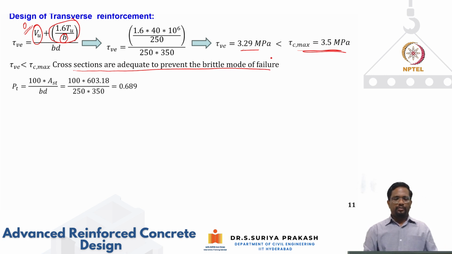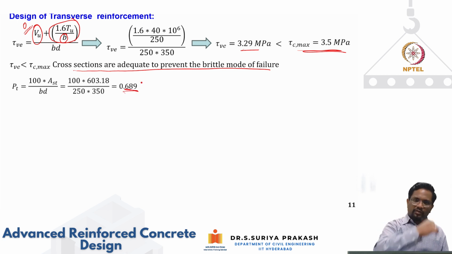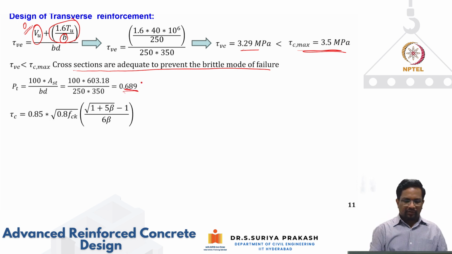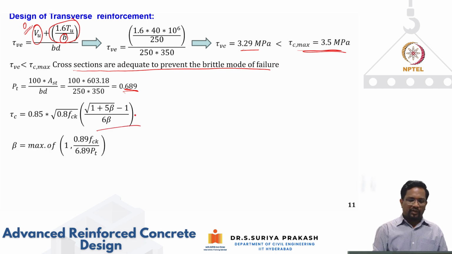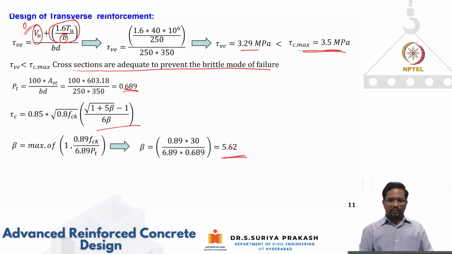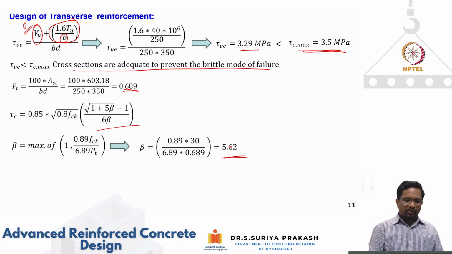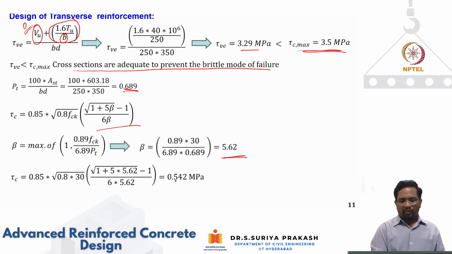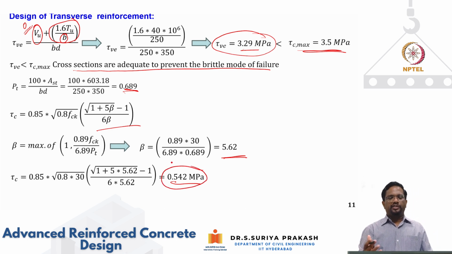Then we can calculate what is the pt. Why am I calculating pt here? Because I have to use it to calculate tau c, right? So tau c is 0.85 square root of 0.8 fck into beta, and the beta value is the maximum of 1 or 0.8 fck by 6.89 pt. You plug in the value for pt and get a beta value of 5.62, right? So we get this 5.62, and then you put it into this tau c equation, you get a tau c value of 0.542 megapascal. You see, my demand is 3.29 and concrete is giving me only 0.542, roughly 1/6 of what I need. The remaining 5/6 I need to get from stirrups.